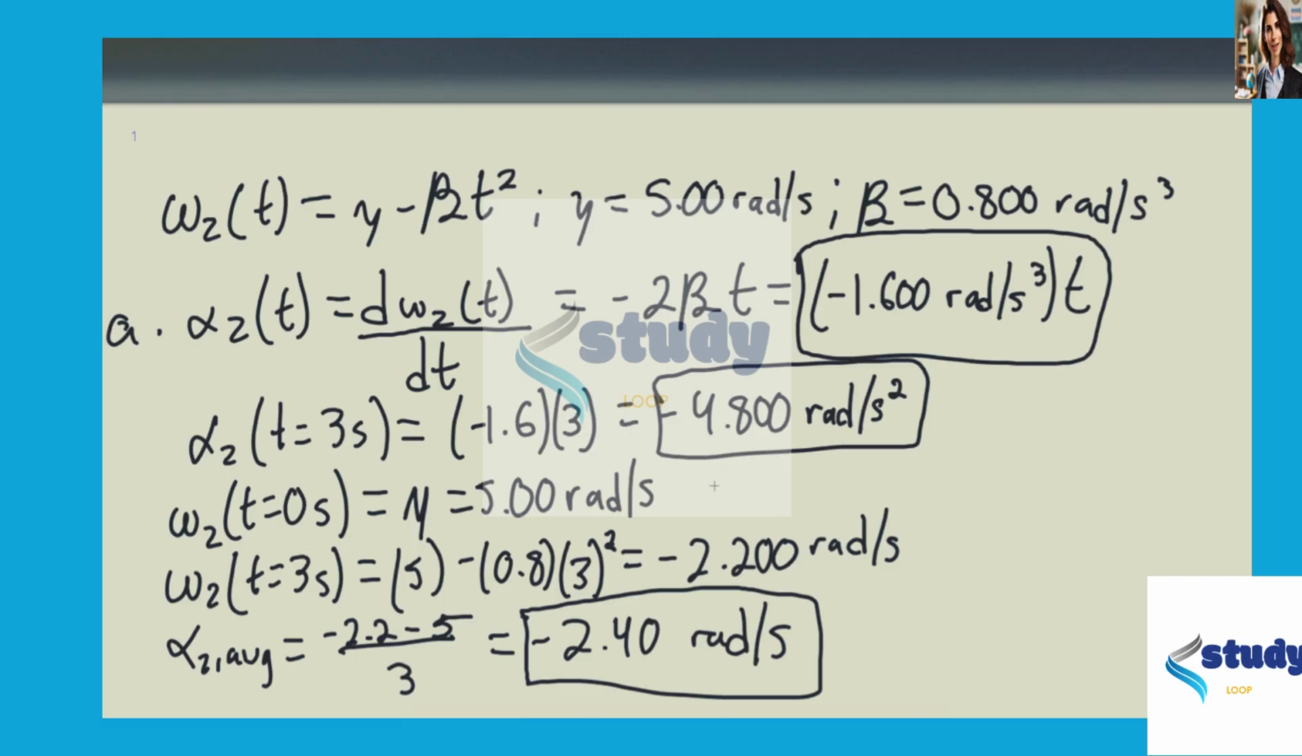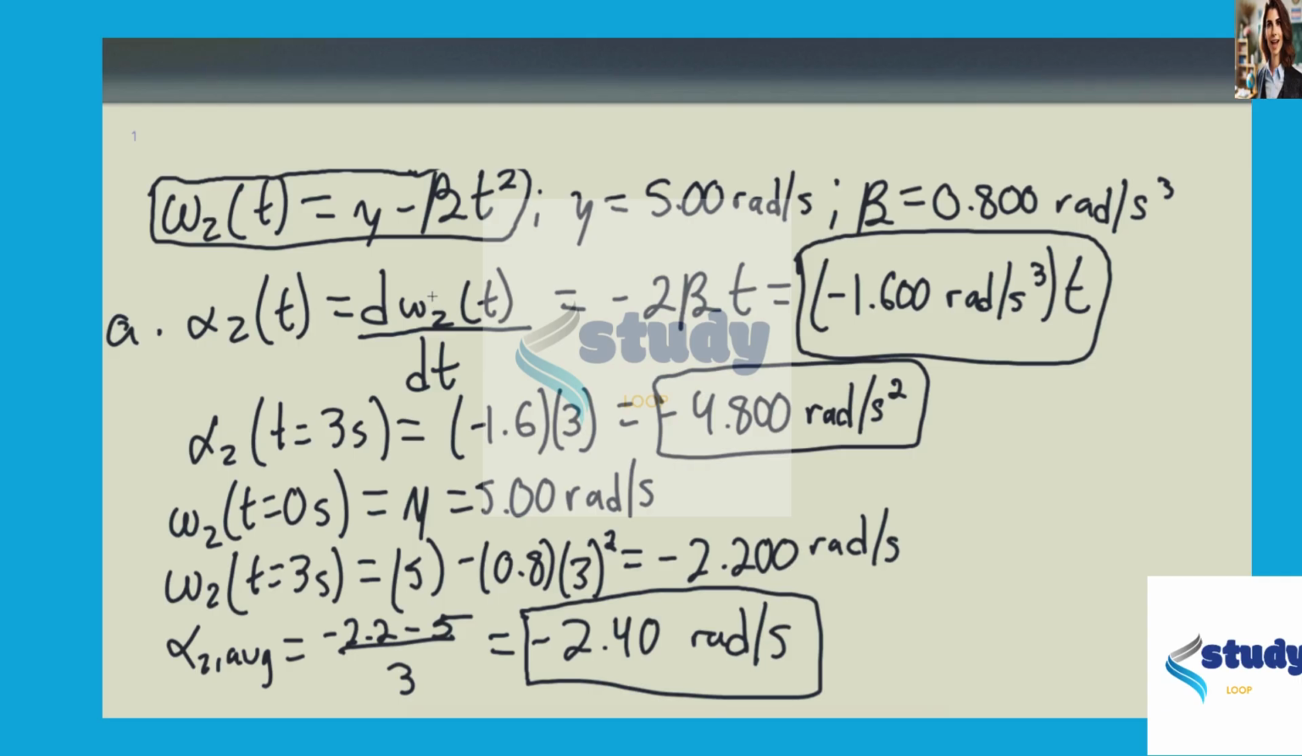Now it's asking, why aren't these the same? So why is the instantaneous angular acceleration at t equals 3 seconds not equal to the average angular acceleration over these 3 seconds? And this is because this right here is not modeled by a linear function. So if this is not modeled by a linear function, that means that the average angular acceleration is going to vary with time. So because the angular velocity is not modeled by a linear function, the average angular acceleration is not equal to the instantaneous angular acceleration at t equals 3 seconds.